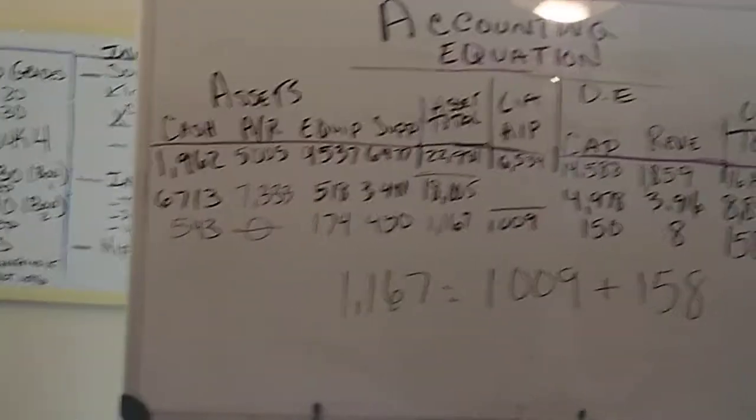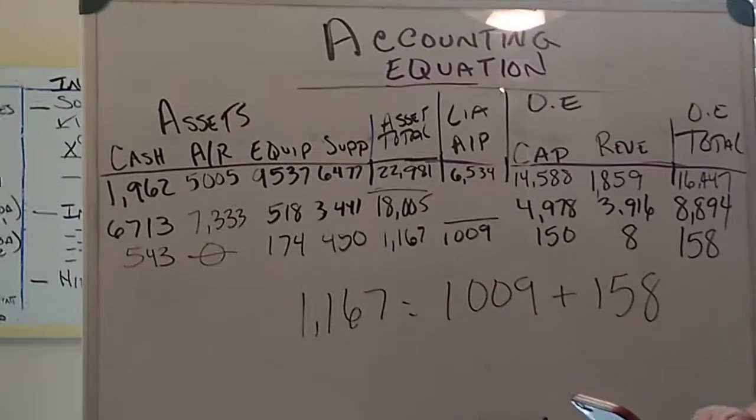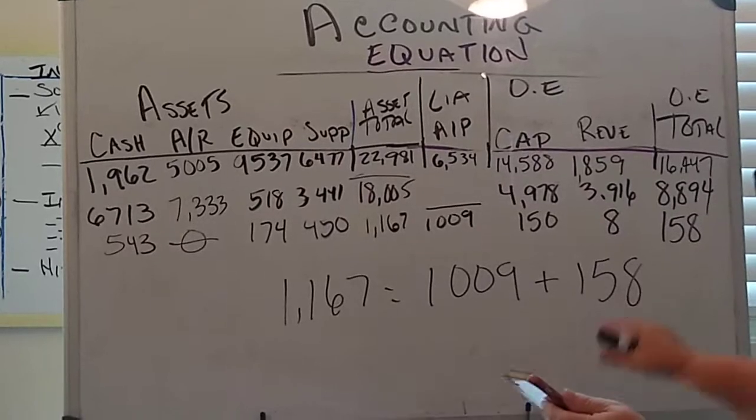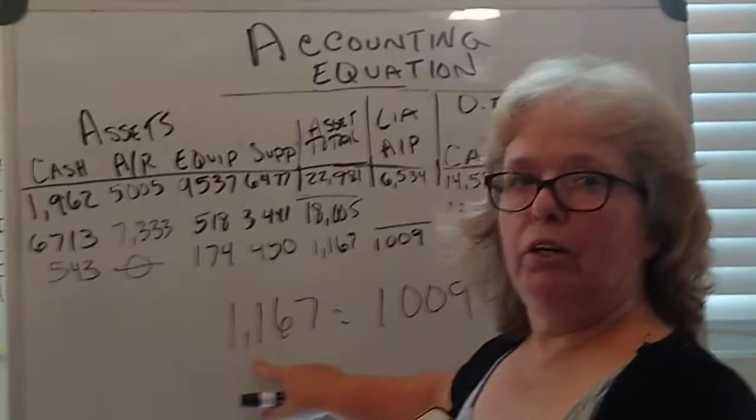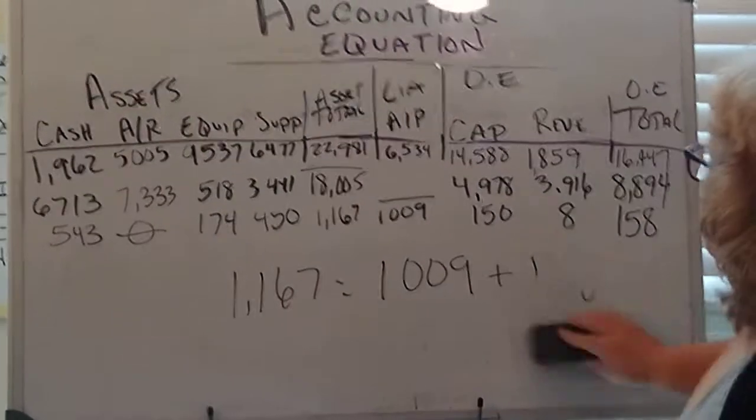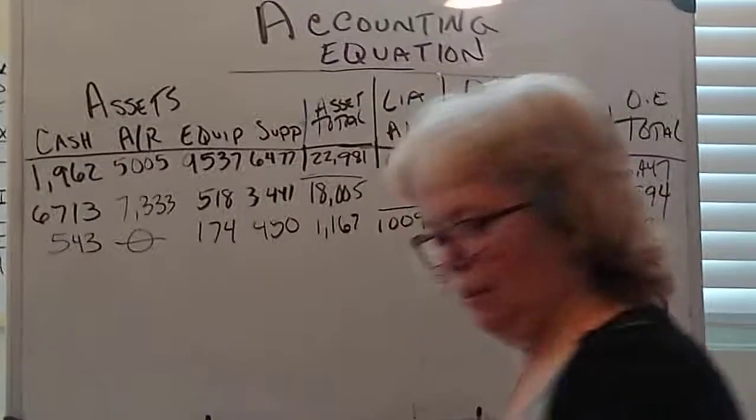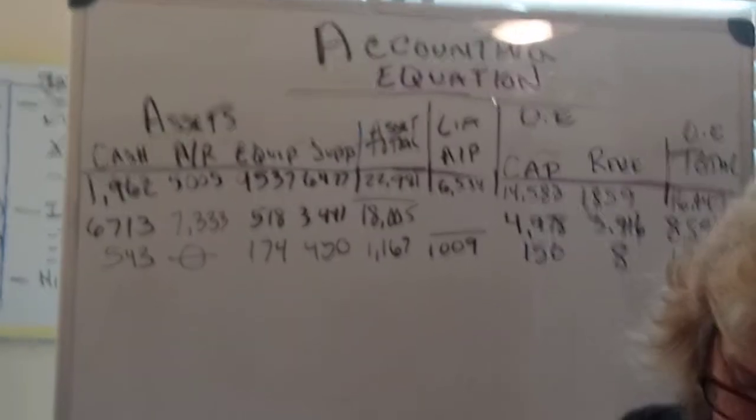So let's check it. 1,009 plus 158 equals 1,167. So we balance. Yay. All right. Does that line up?